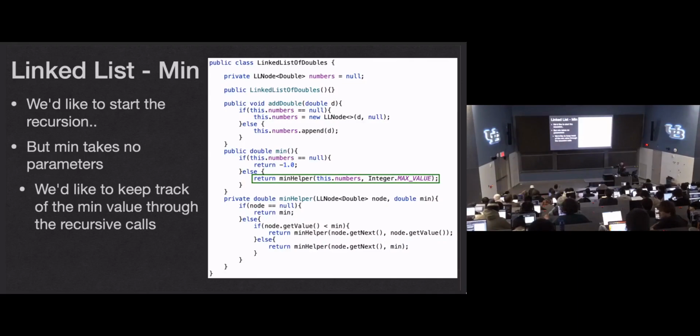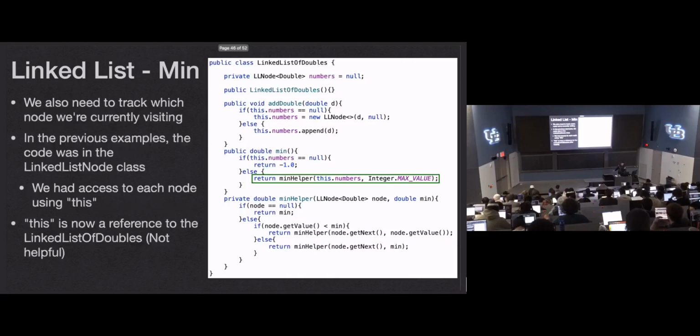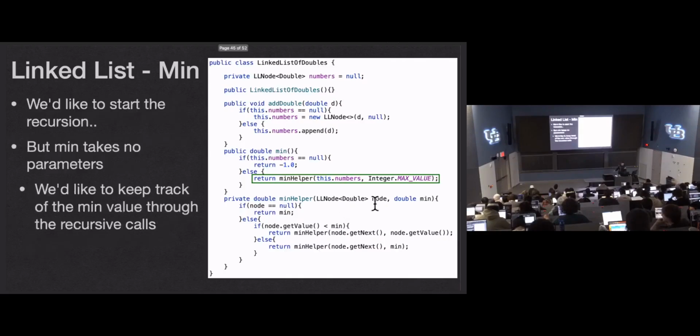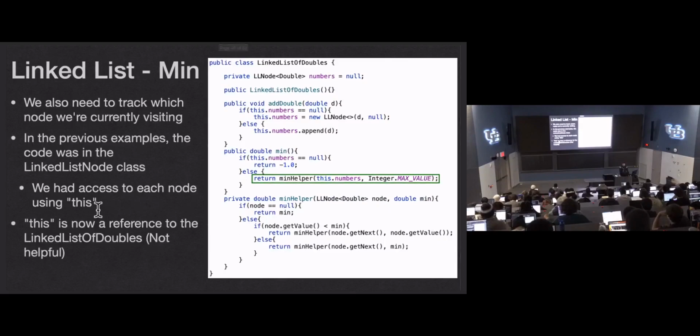For a linked list, those two values become a reference to a linked list node. What node are we currently visiting? And the min value so far. Now, we got away with some of this in the previous examples because we leveraged this a lot, but we can't quite do that the same way here because we're not in the linked list node class. We're in this linked list node of doubles class. So we can't quite do the same thing.